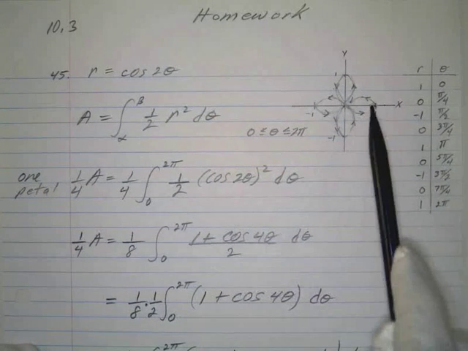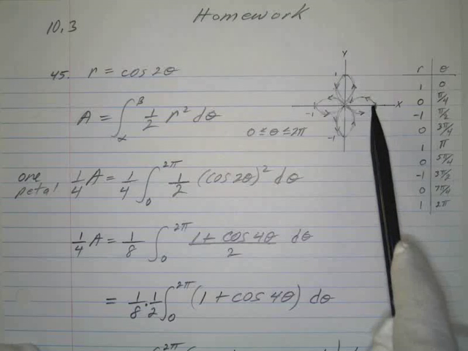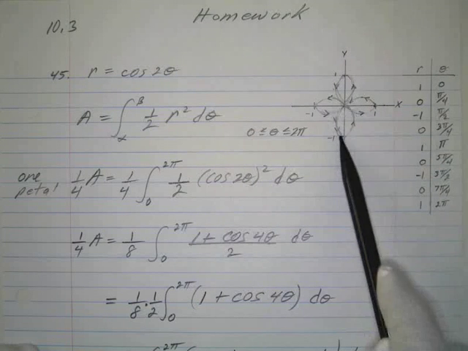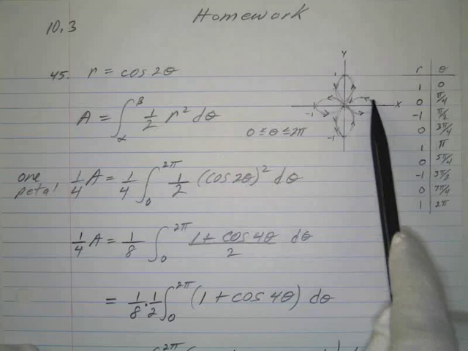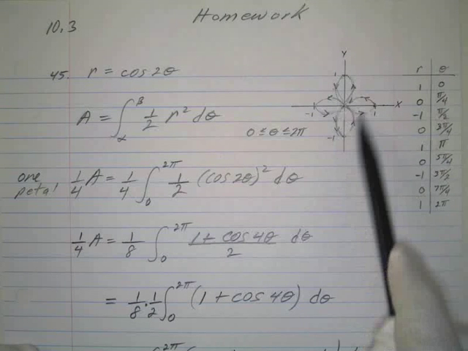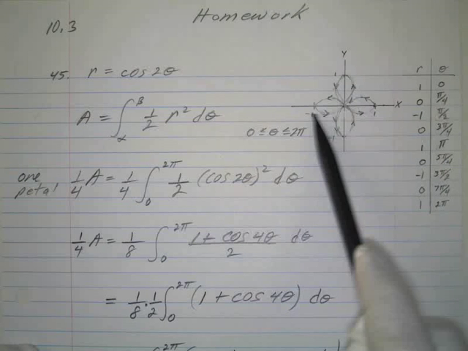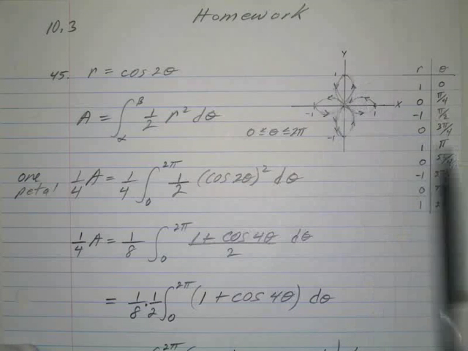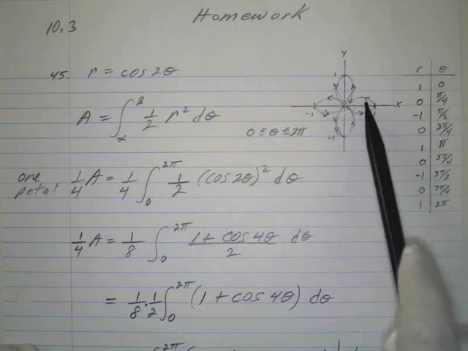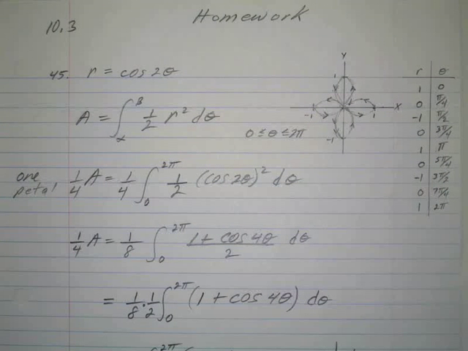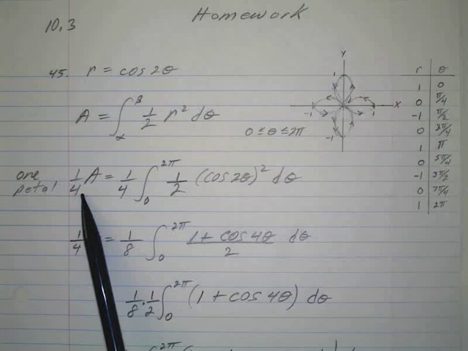So you see that you can't just try to find the area from 0 to pi over 4, that's going to be kind of strange. Or from 0 to pi over 2, it's going to go all the way around like this. So basically the easiest way to do it is just find the total area and then divide it by 4. That's the easiest way. So one petal is 1/4 the area.